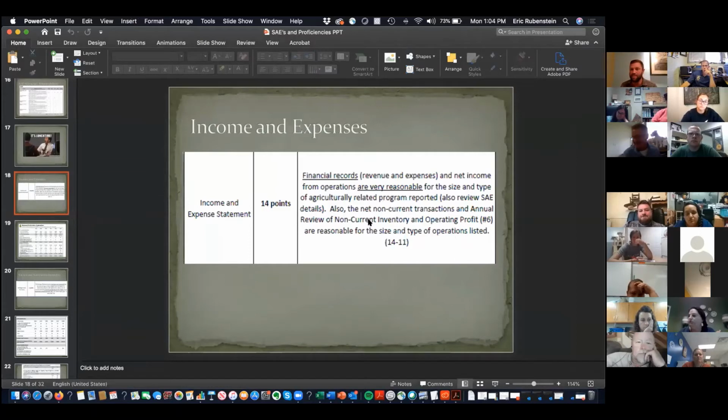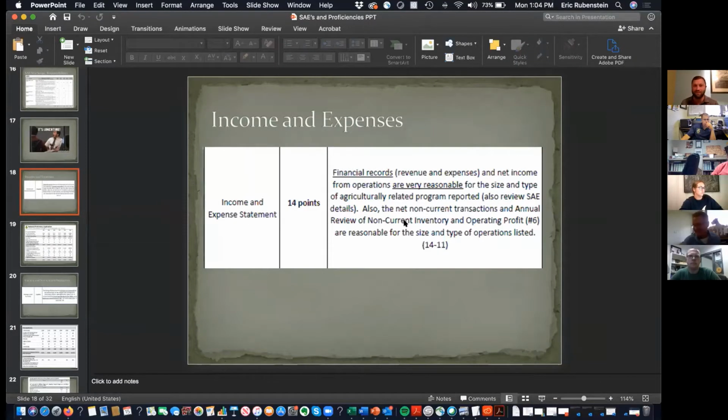Some of the things that I want you to keep in mind are the ideas of current and non-current. What do those really mean? And where do we need to make sure that we've got the right things in the right places? We need to make sure that all revenue and expenses are included, and there needs to be an explanation for that.